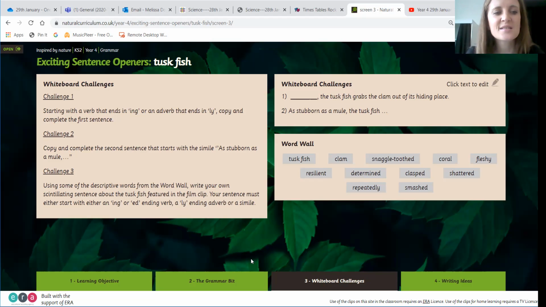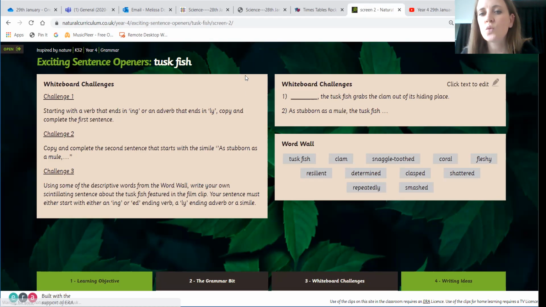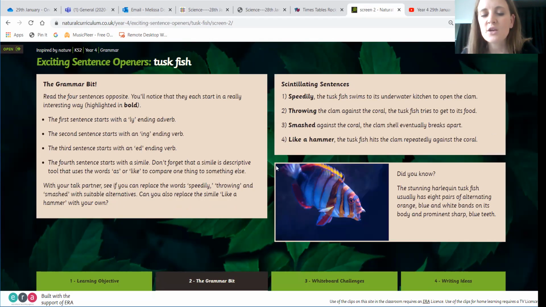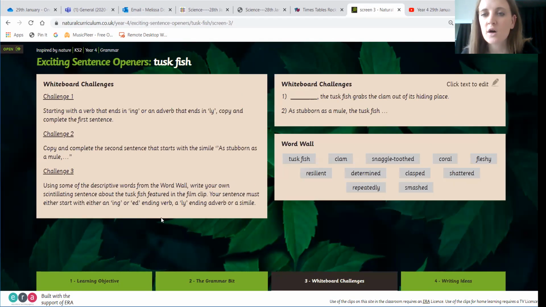And your third challenge says, use some of the descriptive words from the word wall and write your own scintillating sentence about the tusk fish that's featured in the film. Your sentence must either start with an ing or ed ending verb, an ly ending adverb, or a simile. So think back to how each one of these sentences started. Can you create your own sentence that starts with something similar? So either an adverb that ends with ly, a simile, or a verb that ends with ing or ed.